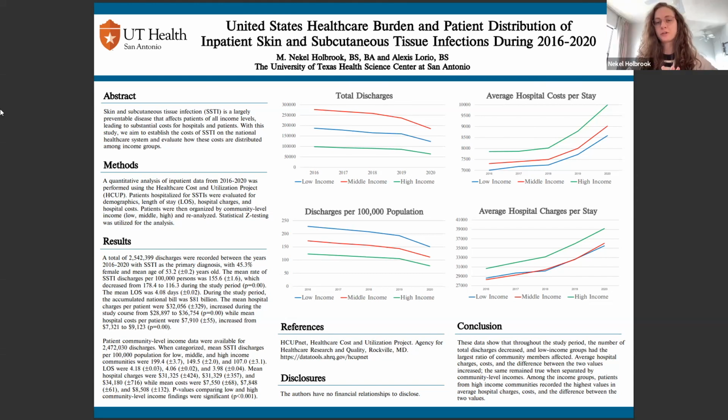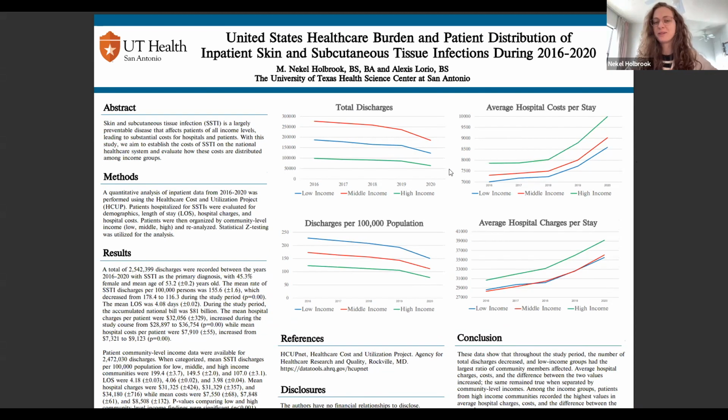So as far as results go for discharges, we started there because we wanted to establish that SSTI is a widespread problem. And over the 5 years that we studied from 2016 to 2020, there were over 2.5 million discharges that were primary diagnosis of SSTI, which cost a total of $81 billion. So I think we can say it's a widespread problem. It's having an effect on our healthcare system. So we wanted to look at who it was affecting and how.